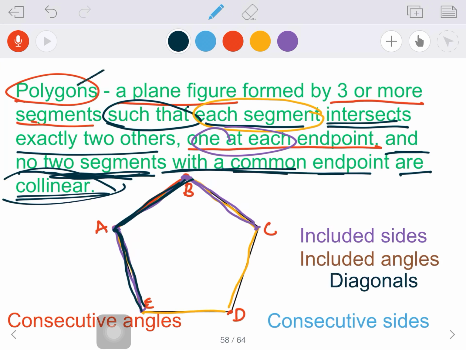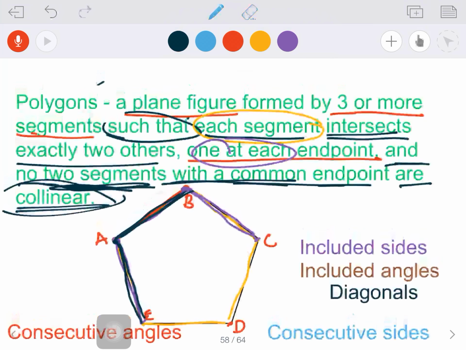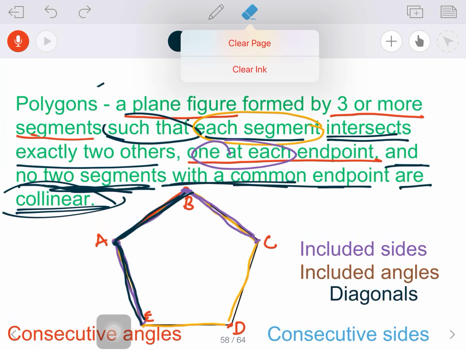So those are the things that you should consider when we're talking about polygons. And another thing. Okay, so first we will try to erase. Let's clear the page. Sorry. Let's just clear the ink.